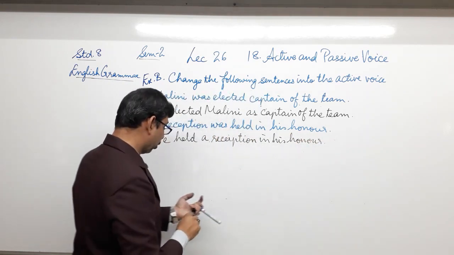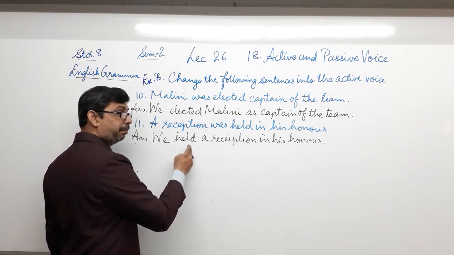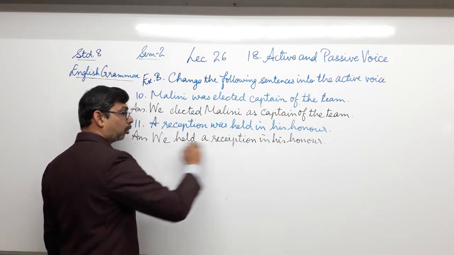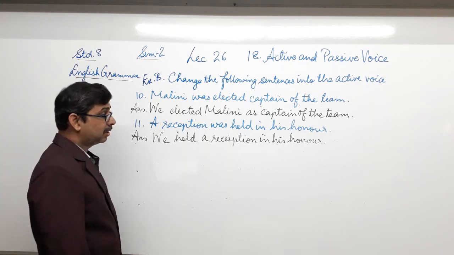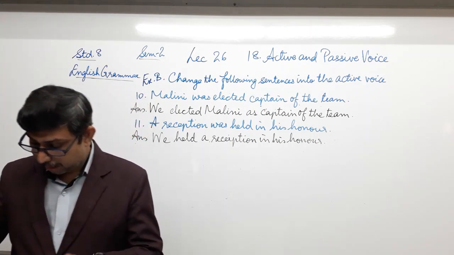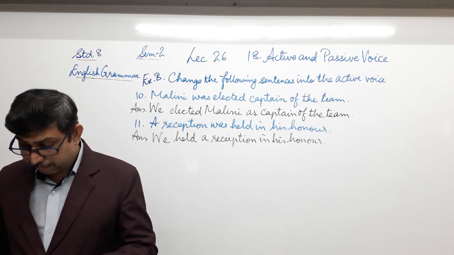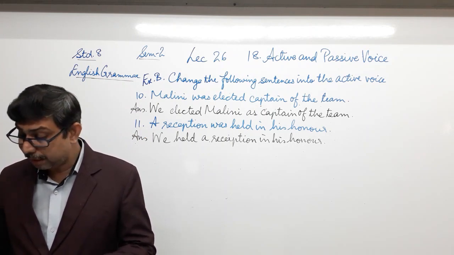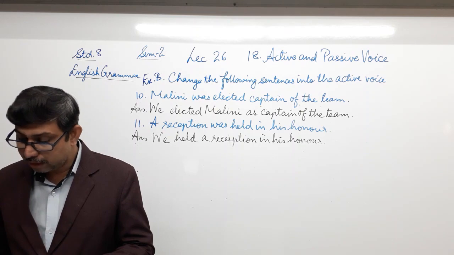So we becomes the doer of the action. Held is the simple past, the past form of the verb, in order to make the sentence in the past tense. So these were the 11 sentences that we practiced from exercise B. We have exercise C. Read the following passage carefully and fill in the blanks with the correct form of the verbs given in the brackets.